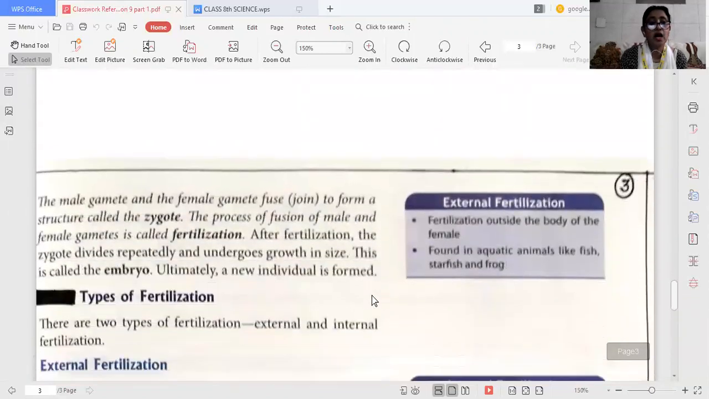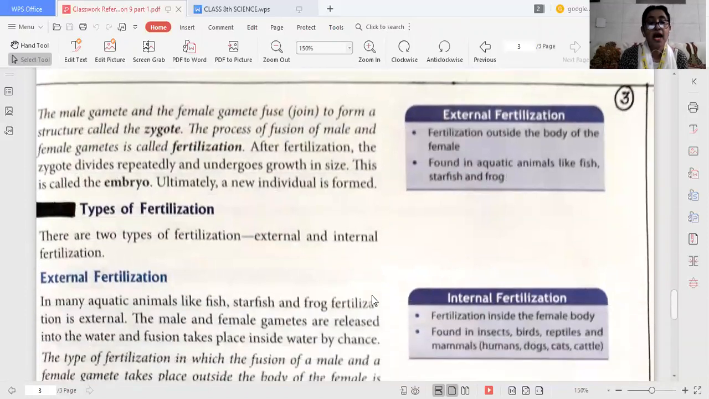Then, when the male and female gametes fuse, they form a zygote. The process of fusion of the male and female gamete is called fertilization, and after fertilization the zygote divides continuously and then forms an embryo.